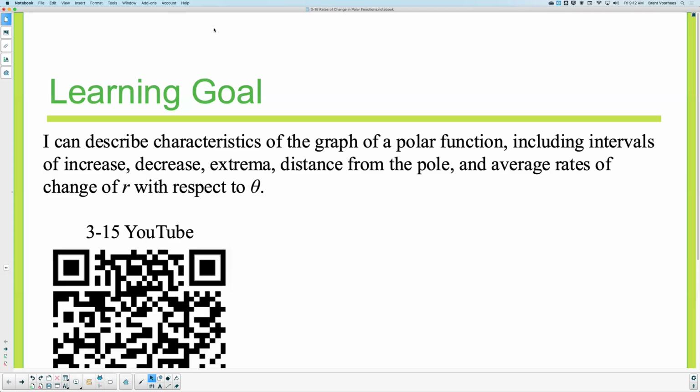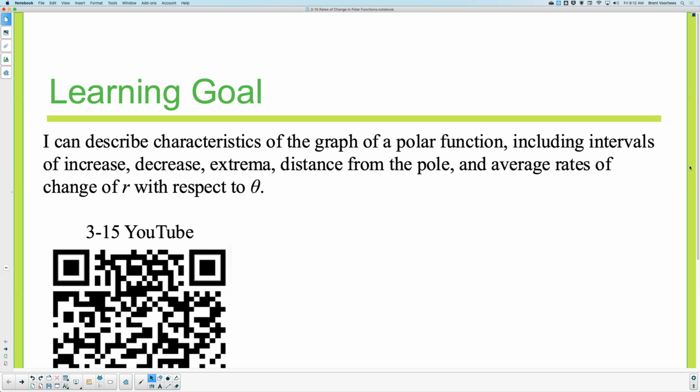Right, lesson 315, the last lesson of unit 3. It is rates of change and polar functions. So we've talked about rates of change throughout the school year from unit 1 all the way now to unit 3. It would not be right, as much time as we spent on AROC, to ignore it here.